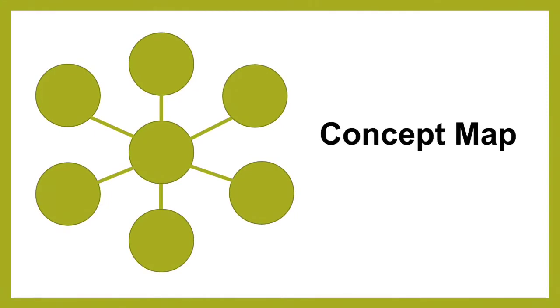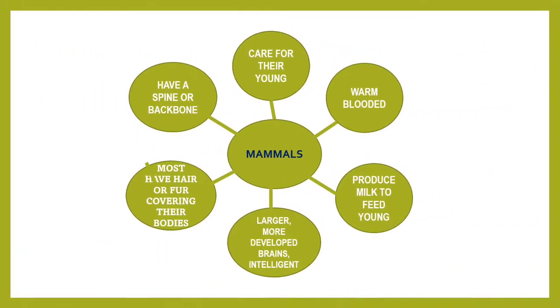And we can use the concept map to do that. We have here an example. As you can see in the middle, we have the mammals, and we have descriptions of mammals, and these are written on the circles.